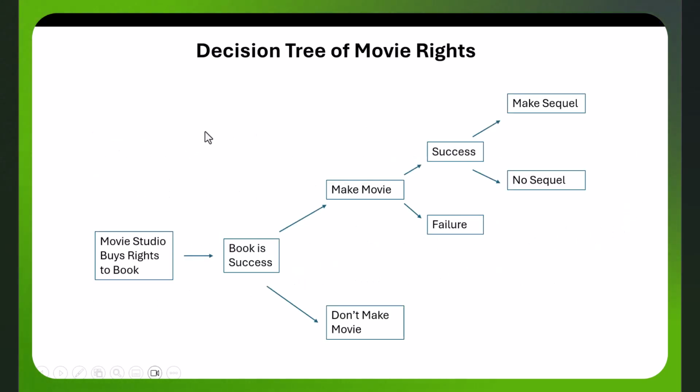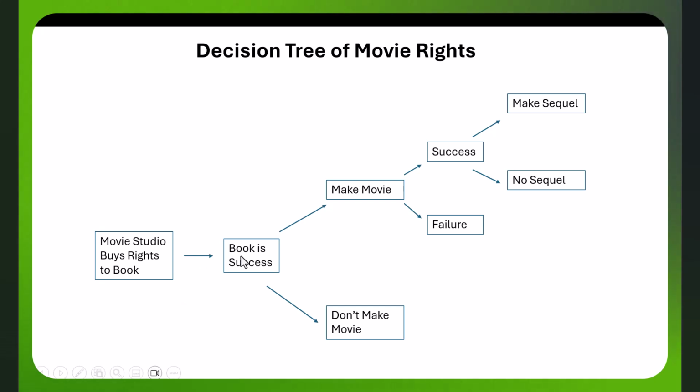Let's take a look at a decision tree. This is usually a good example of how the decisions are made. So a movie studio buys the rights to a book. They want to possibly make the movie. What goes into their decision? Is the book a success? Okay, it's unlikely they're going to make a movie out of a book that is not successful, although that's not out of the question. It's possible that the movie will be better than the book.